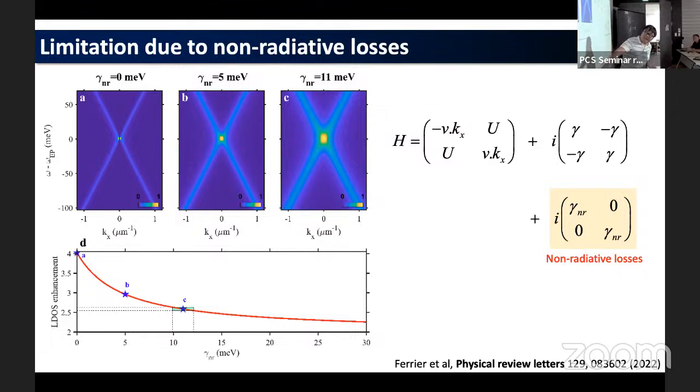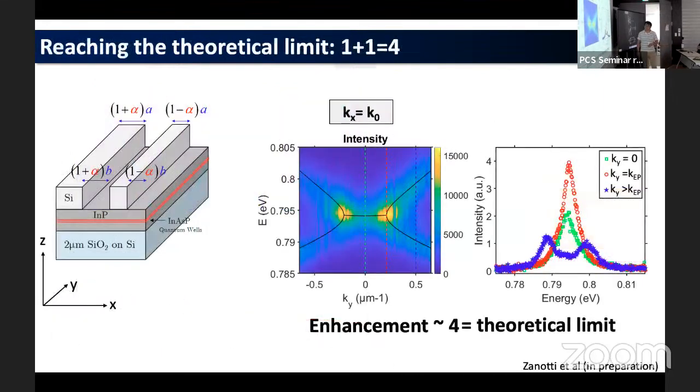And the enhancement, when you have non-radiative losses, drops. So 2 is the Hermitian limit, and in our result we are considered at this point. And the limit is 4. So in this case, it's enough for us to show that we have enhancement at the EP.